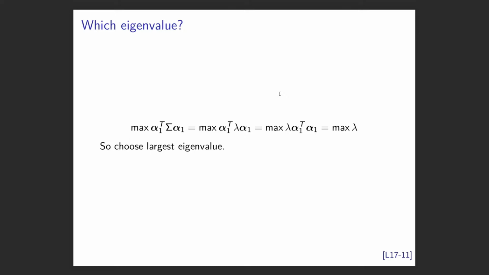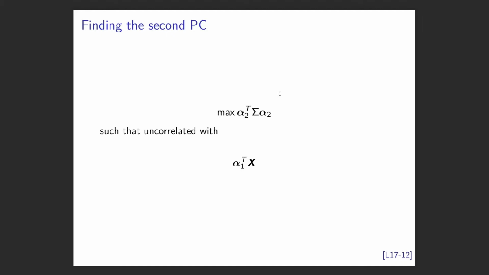Cool. What about the next one? So what do I want to do for the second one? I still want to maximize that variance. So I've got this new vector of loadings, alpha 2. I want to maximize that alpha 2 transpose sigma alpha 2 is large. I'm still going to have the normalizing constant, so alpha 2 transpose alpha 2 will be 1. But I want it now to be uncorrelated with the first principal component, which is alpha 1 transpose x. So we're just saying there isn't any linear relationship between these two.